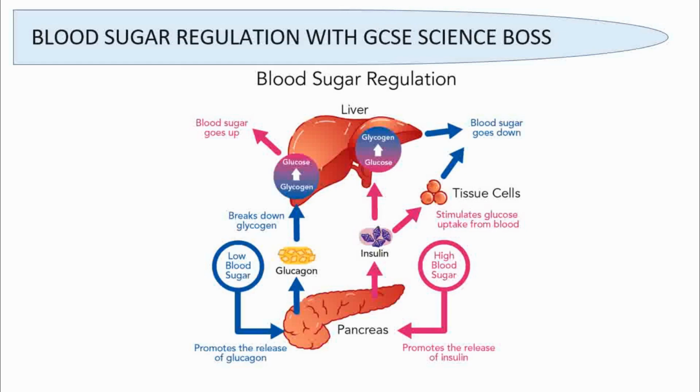Stop scrolling, because on the screen you can see that we're going to go through blood sugar regulation. You can see the pancreas, the liver, the glucagon, the glycogen, lots of words that you need to know. Get your flashcards ready, because I'm going to break this down and make it simple for your GCSEs.